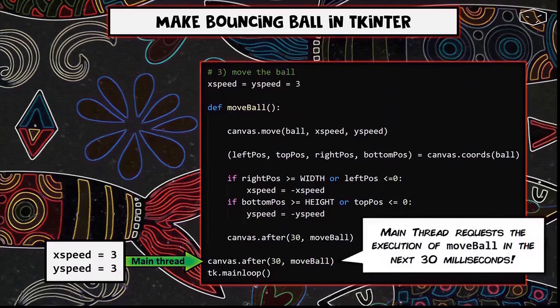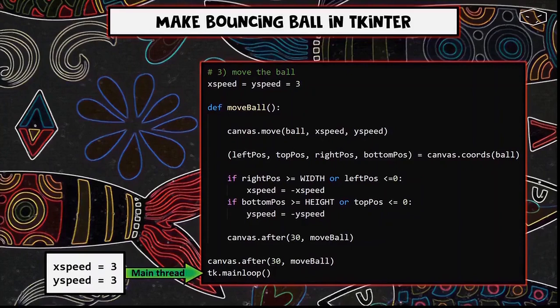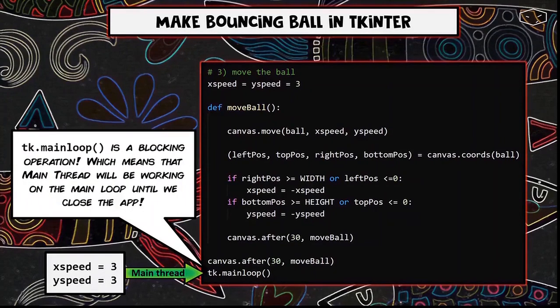What does this mean? This means that the main thread is requesting the execution of the moveBall function in the next 30 milliseconds. So 30 milliseconds after executing this instruction, the function moveBall can be executed. Then it goes to the next very special instruction, tk.mainloop. This is what makes the window appear, and this is a blocking operation, which means that the main thread will be working on the main loop until we close the window, our application, okay?